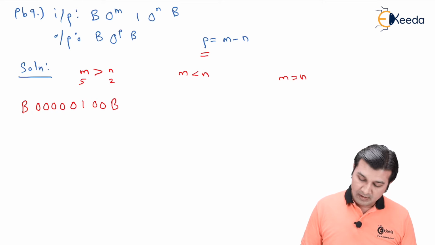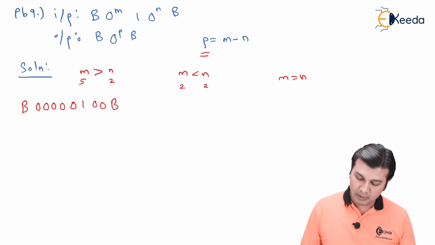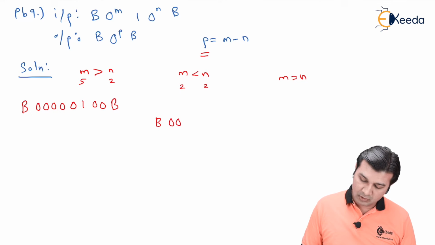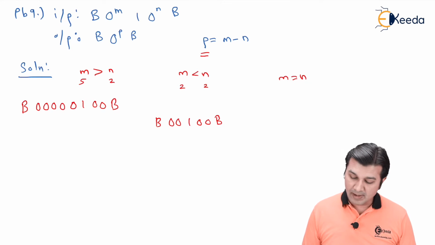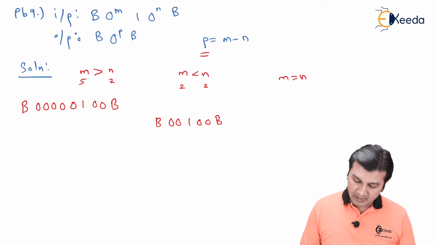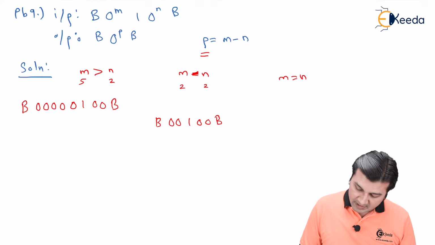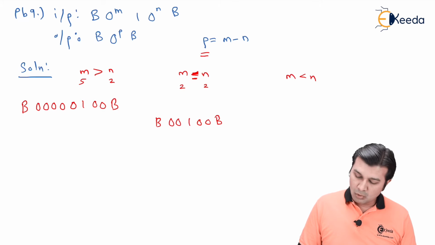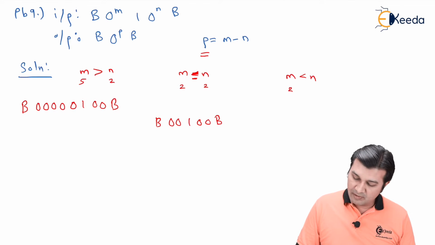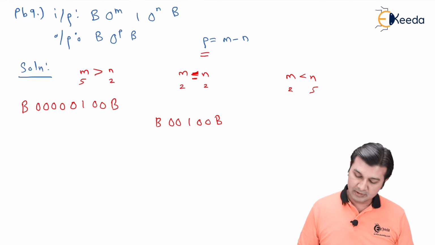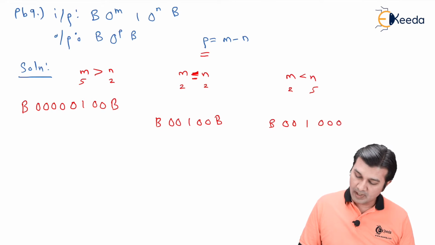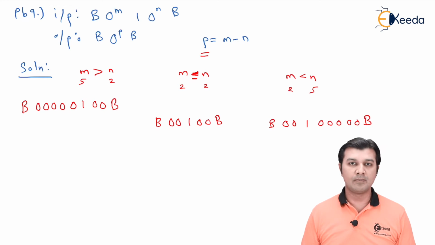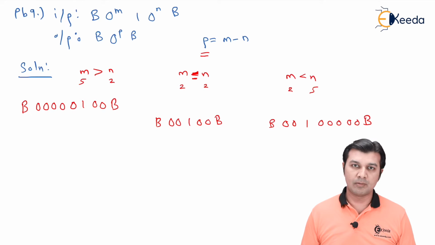Similarly, when m equals n, let me consider m's value as 2. So n's value will also turn out to be 2, and that makes the input 0, 0, 1, 0, 0, blank. Let me modify this: instead of writing m less than n, let this be considered as m equal to n. If it is m less than n, let m be 2 and n be 5, the vice versa case. So we have blank, 2 zeros, 1 in between, followed by 5 zeros and a blank. Let's see how we can solve this problem.